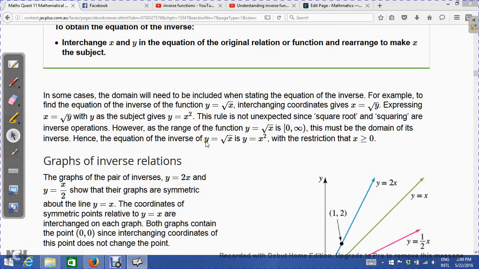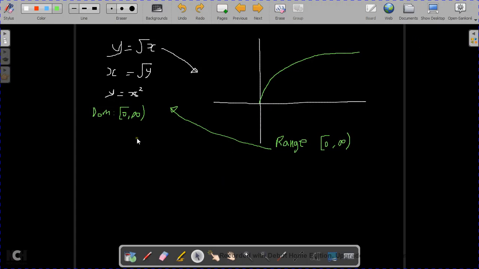Hence the equation of the inverse of y equals square root of x is y equals x squared, with the restriction that x has to be greater than 0, or 0 to infinity. Okay, so that's what we're saying here. So our inverse is y equals x squared. We have a range from 0 to infinity, and when we find the inverse, it's going to be our domain for the inverse function.